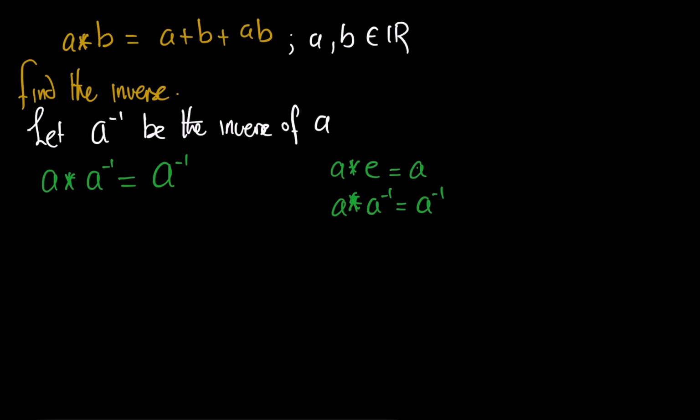Now, if we also want to look at the commutative property, it means that the inverse of A star A should give you the identity element. It should be able to give you the identity element.